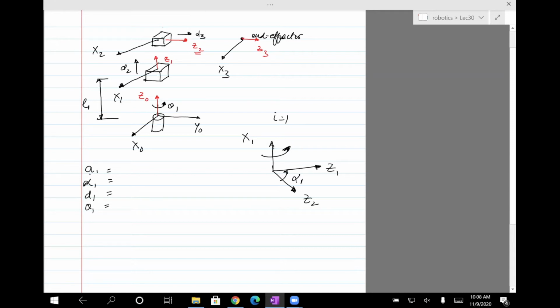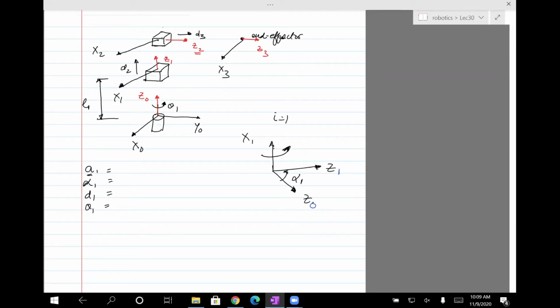So what's a1? A1 is the distance between, I have to correct this. This is not right. This is Z1 and Z2. A1 is the distance between Z1 and Z2 along axis X1. Hold on, I think I'm doing something wrong. i equals 1. So this is not right, right? When i equals 1, this should be Z1 and this should be Z0. I accidentally wrote it as Z2 and Z1.